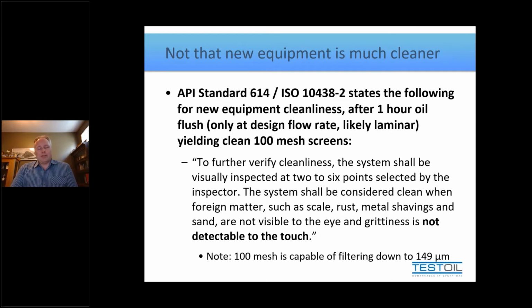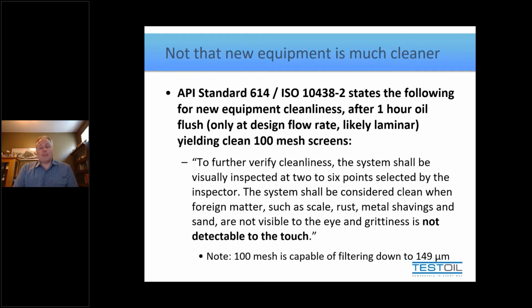So when you read through the standard, it says at the conclusion of this 1 hour flush at design flow rate, trying to yield these clean screens, that you've installed 2 to 6 of these screens throughout the system. Now, there's no guidance as to where to install these screens, whether before or after critical pieces of machinery. It simply says you install them as the inspector sees fit. So you can certainly skew this if you want to, but let's assume they've even installed them in decent locations.